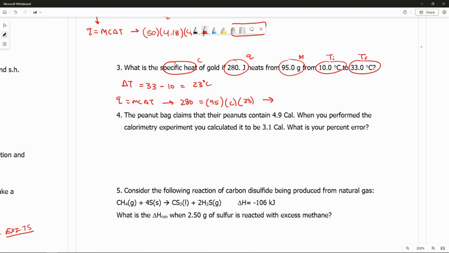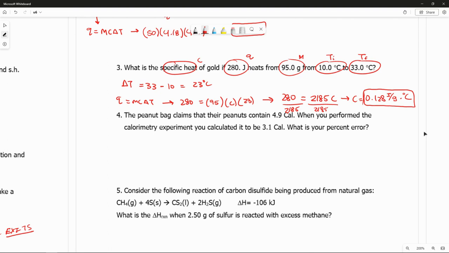All right, so we will have 280. If we multiply these two, we get 280 equals 2,185 C. So if we're solving for C, we divide 2185 on both sides, and we get C equals 0.128. Our unit for C, specific heat capacity, since we solved with joules, is going to be joules per gram times degrees Celsius. And this is our final answer.